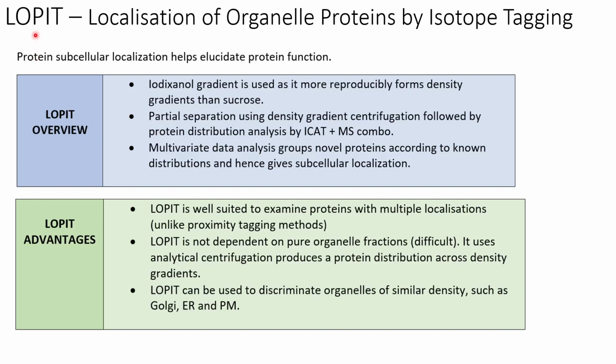So LOPIT stands for Localization of Organelle Proteins by Isotope Tagging. So why do we want LOPIT? Being able to know protein subcellular localization helps you elucidate the protein's function. And so LOPIT is pretty important for this. So just an overview, but I'll explain this more in the following slides.